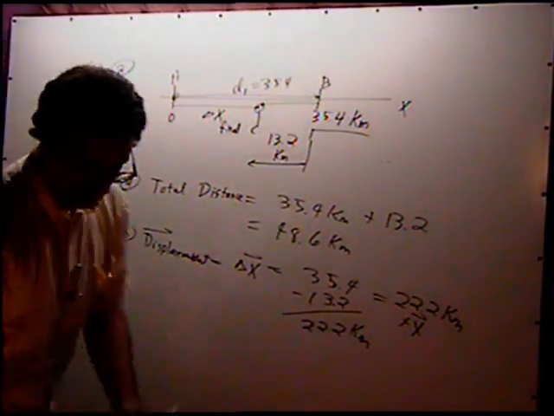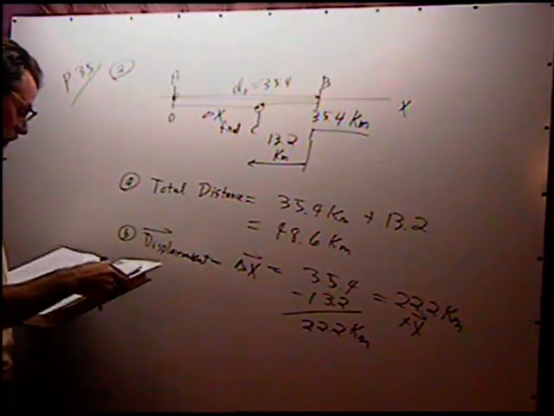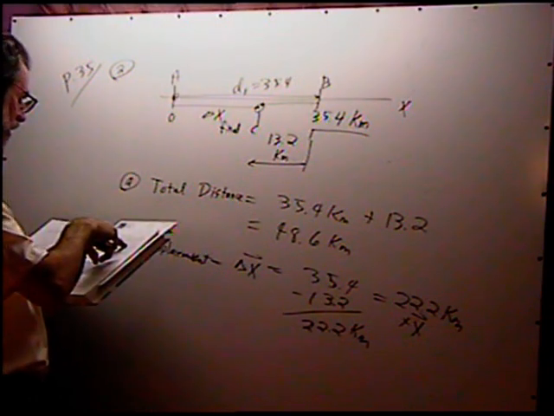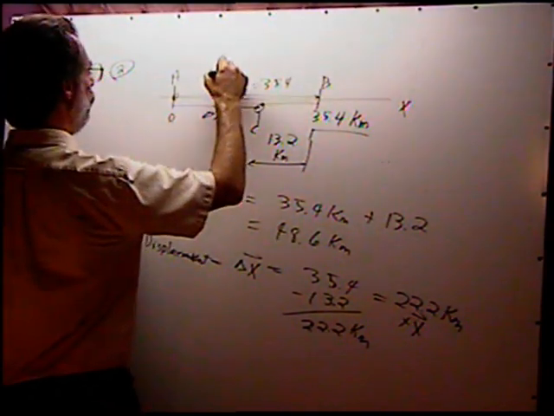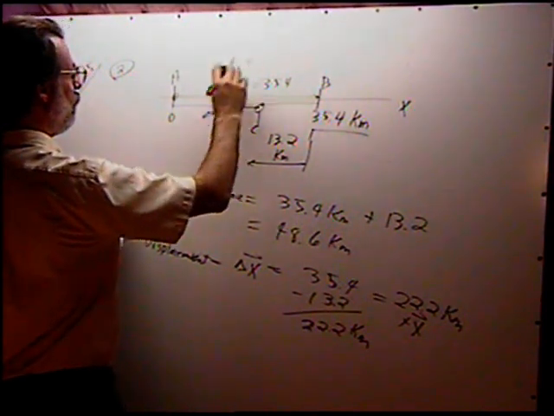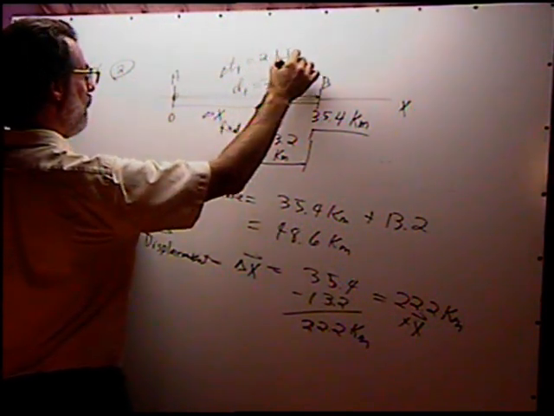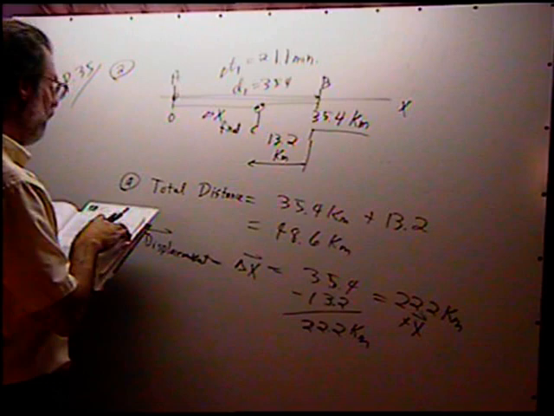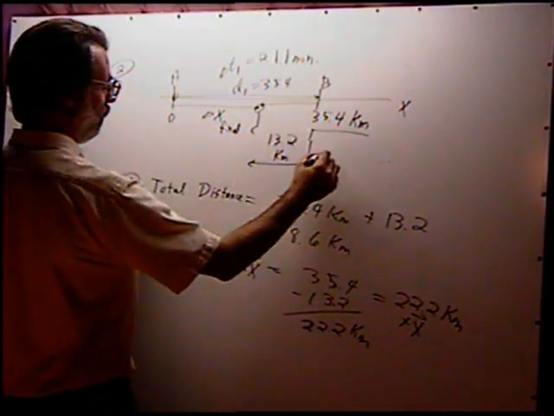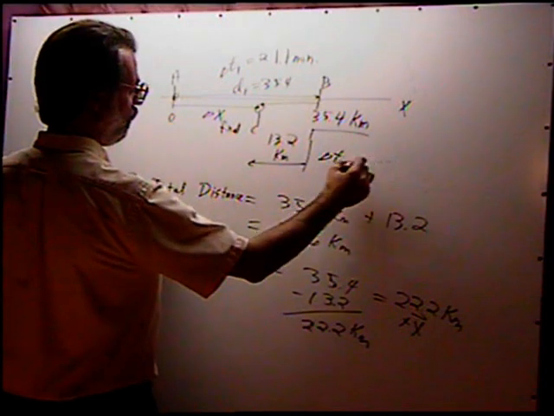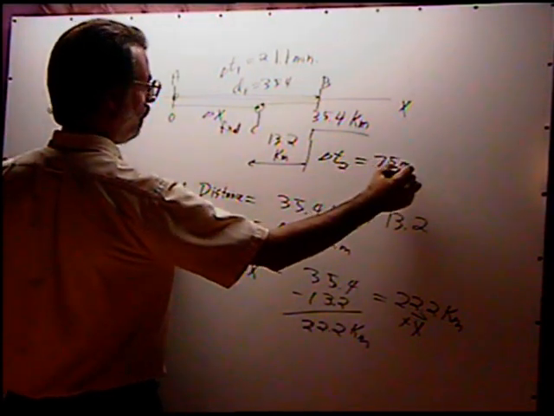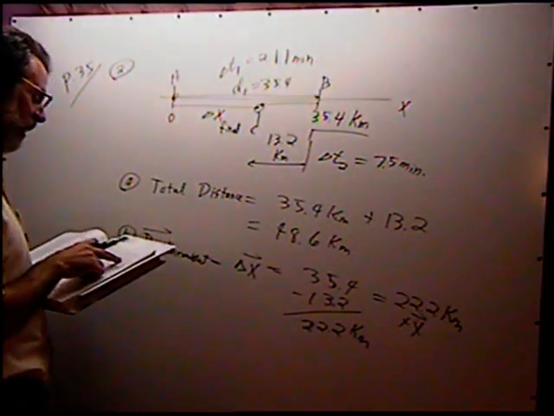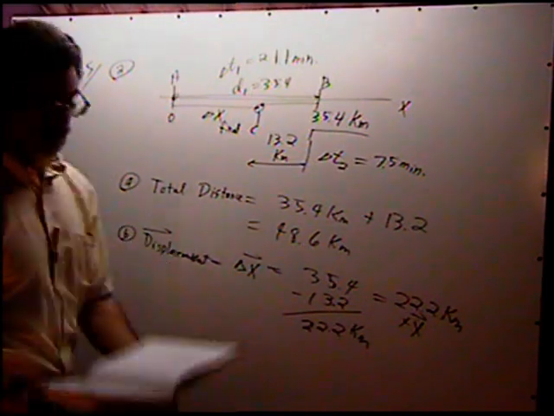In problem number 2, the question is, if the driver in this problem took a delta time interval of 21.1 minutes, and here this trip took delta time 2 of 7.5 minutes. What was the average speed? And finally, what was the average velocity?